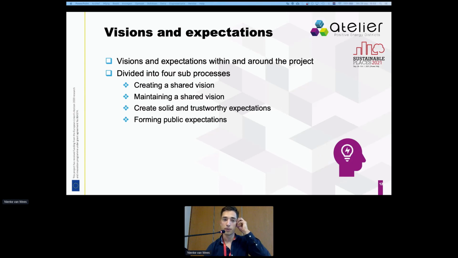How do you make sure that everybody is directed to the same course? And how do you prevent friction from happening in this? It's also important to create solid and trustworthy expectations, which legitimize the project, for example, also to the wider public. And then again, how you form public expectations, or how you articulate everything, and how you showcase your entire project.